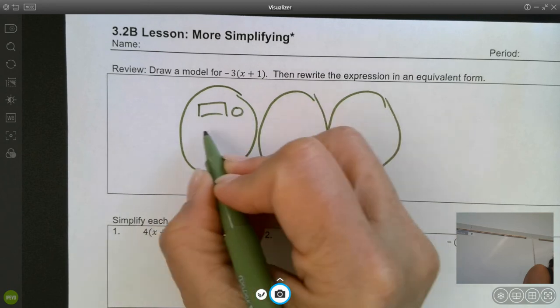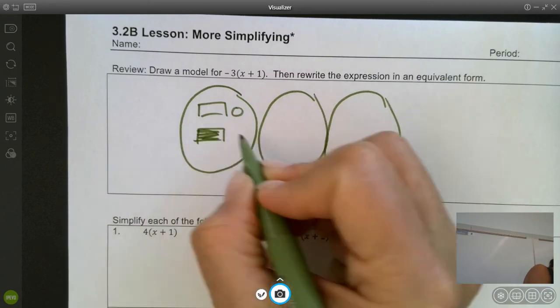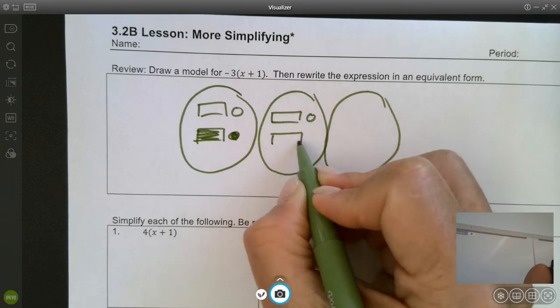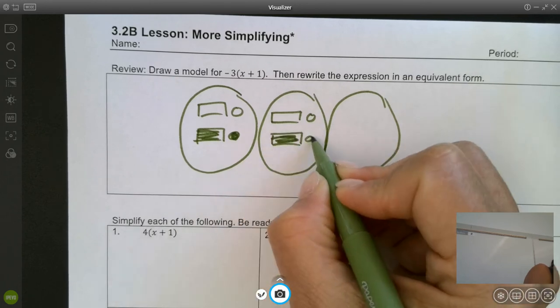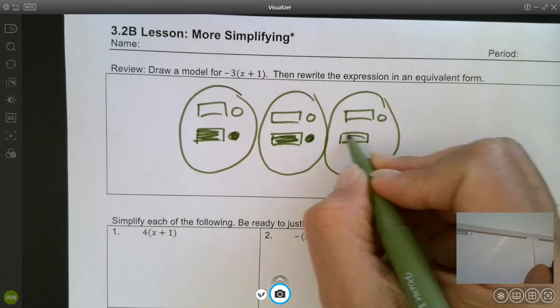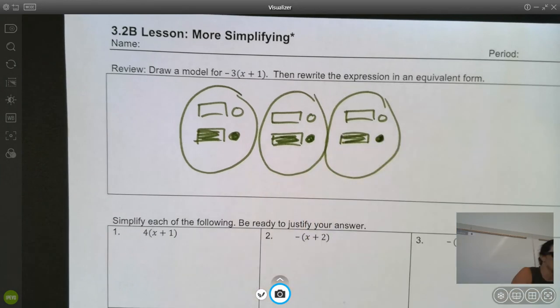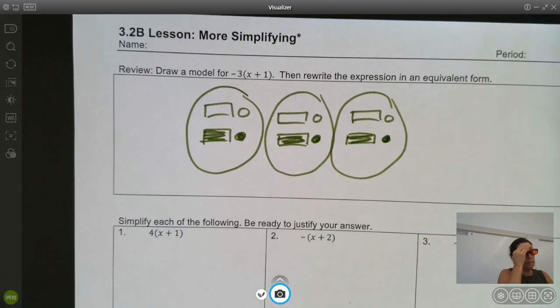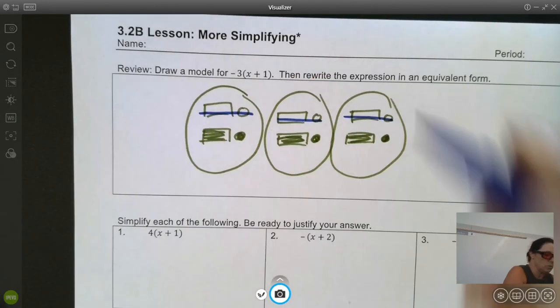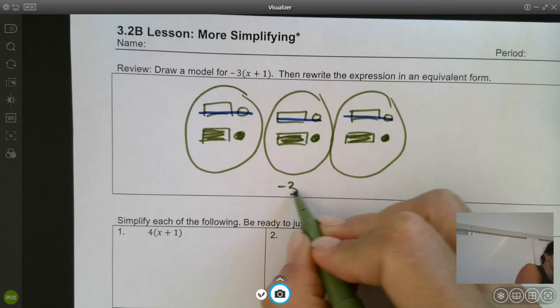X plus 1, negative x, negative 1. X plus 1, negative x, negative 1. X plus 1, negative x, negative 1. All right, if we're taking away three groups of x plus 1, there's 1, there's 2, there's 3. Our answer is 3 negative x's plus 3 negative unit tiles.